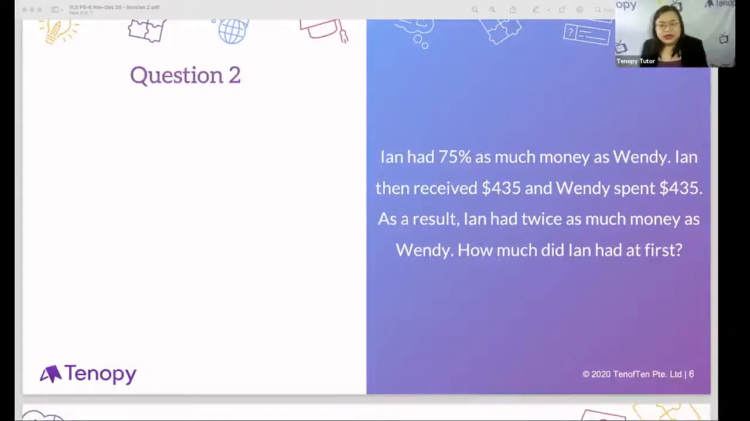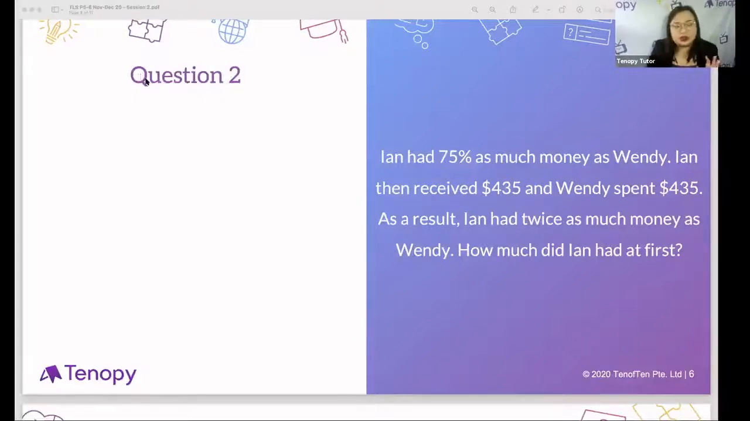They say, Ian had 75% as much money as Wendy. Ian then received $435 and Wendy spent $435. As a result, Ian had twice as much money as Wendy. How much did Ian have at first?